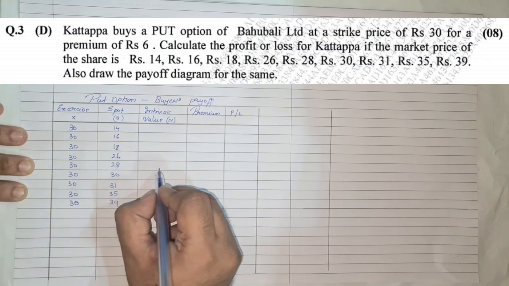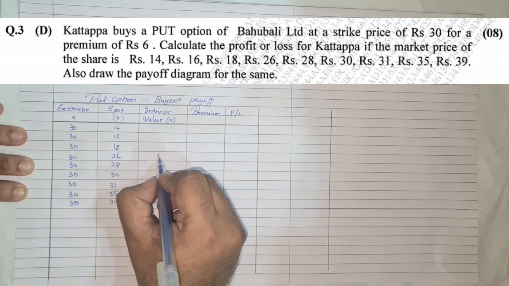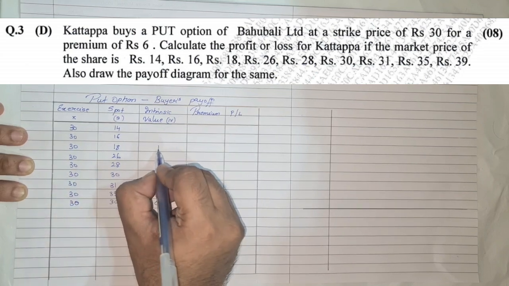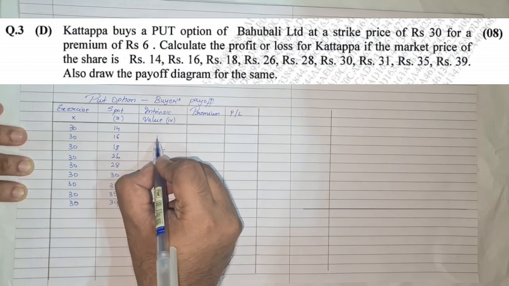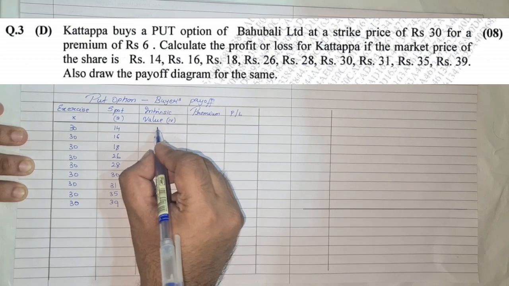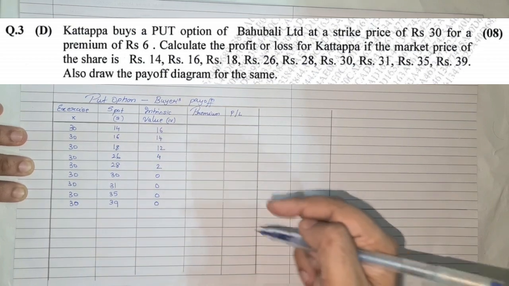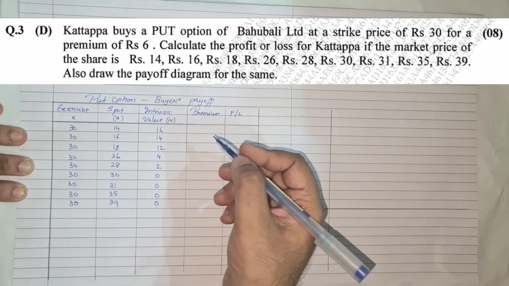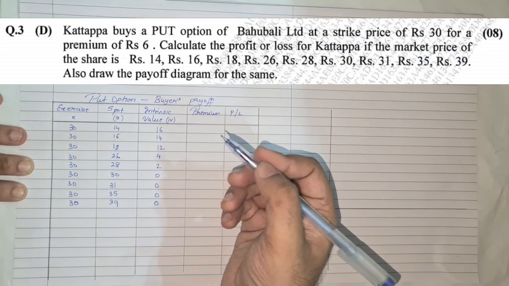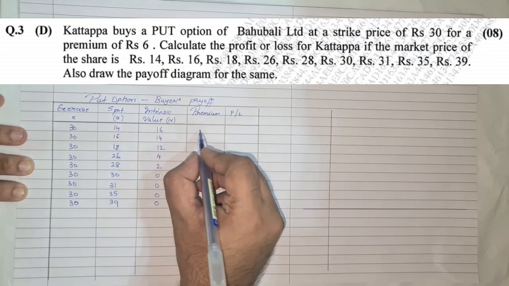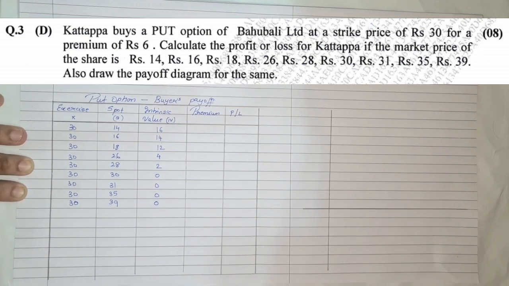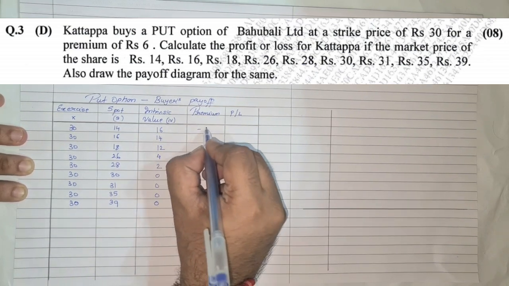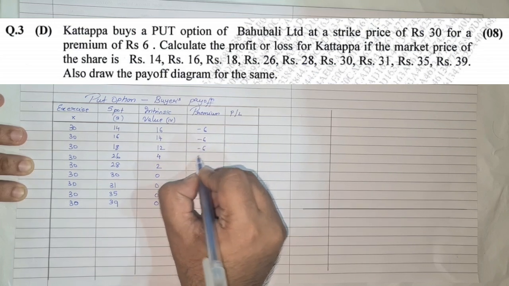So 30 minus 28 is 2, then we have 4, 30 minus 18 is 12, 30 minus 16 is 14, and 16. The intrinsic value will keep increasing in that order. Okay, now this is the put buy option. Under buy there will always be a payment, so the premium will be less, and they are giving you a premium of rupees 6, so it will be negative 6 in each case.